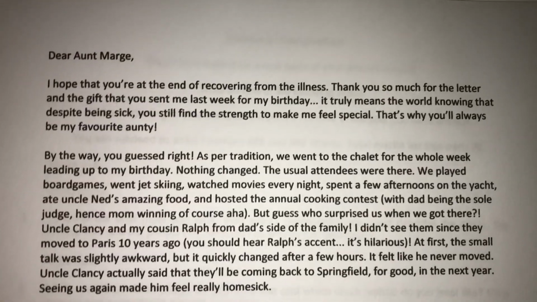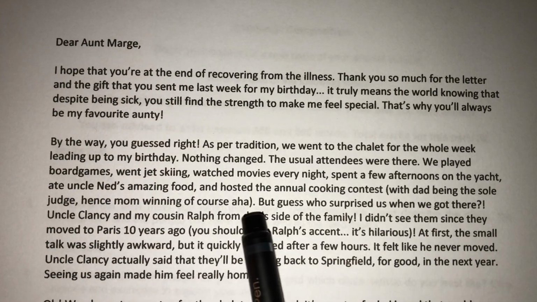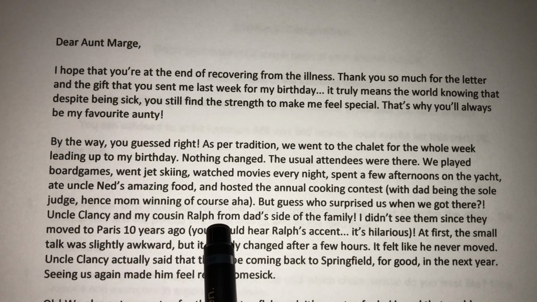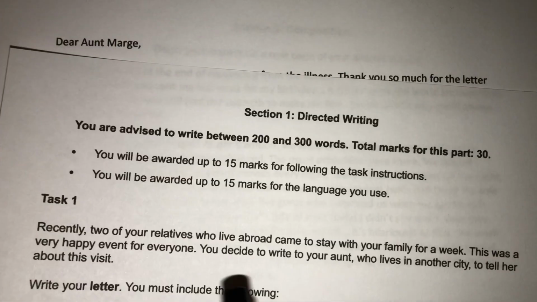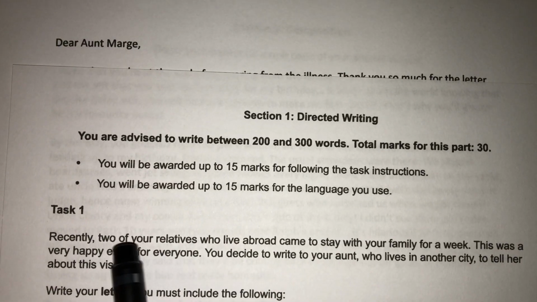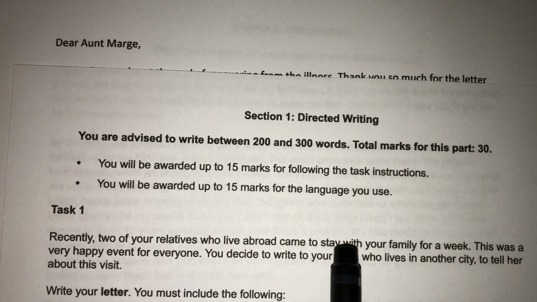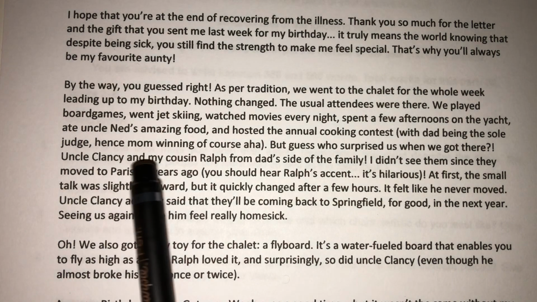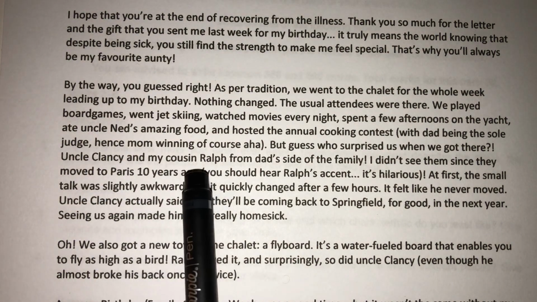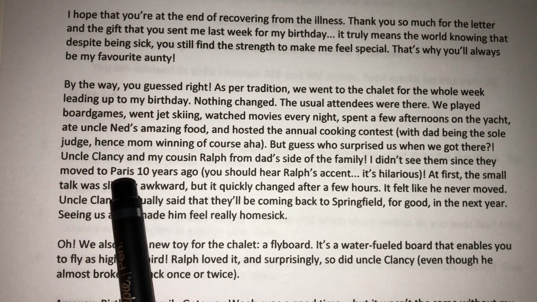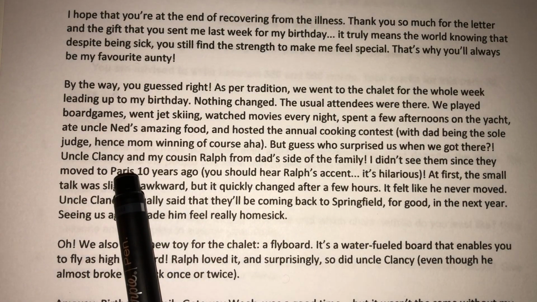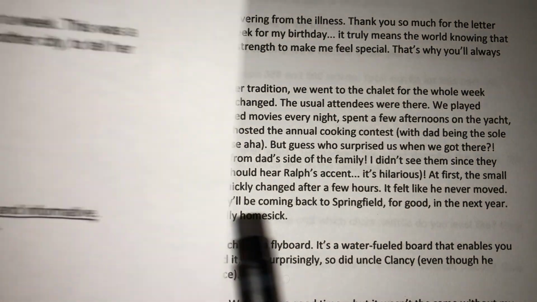Okay, so here who the relatives are, I say, but guess who surprised us when we got there? Uncle Clancy and my cousin Ralph. Okay, so my uncle and the cousin, right? And here we have two relatives who live abroad that came to visit. Okay, and here I say clearly I name two of them, and then I say that they moved to Paris 10 years ago, so it's been 10 years, so they're abroad.